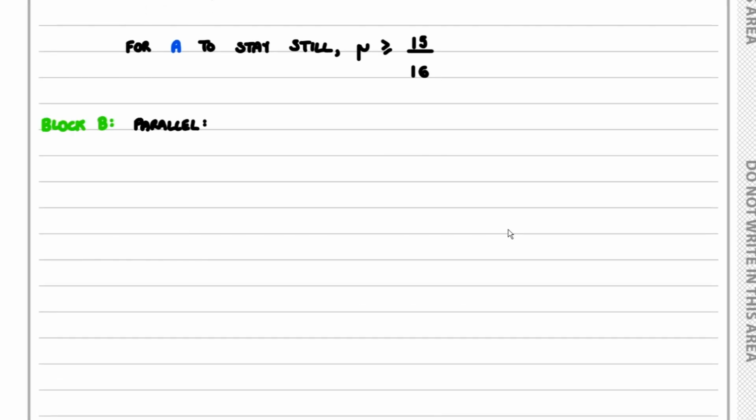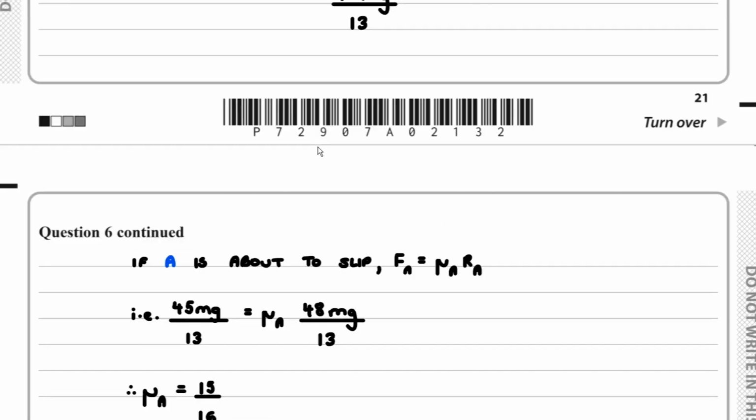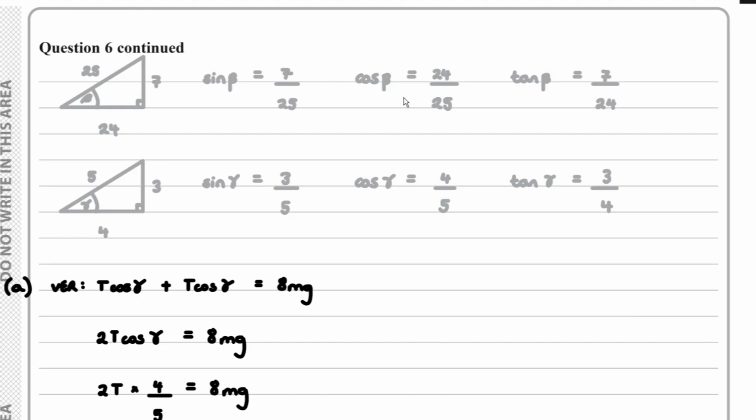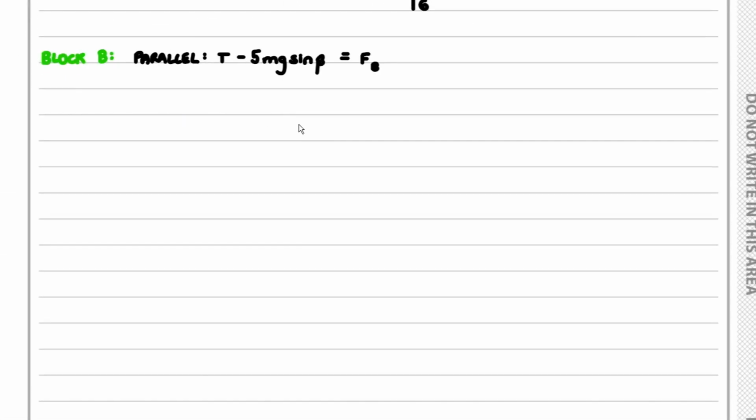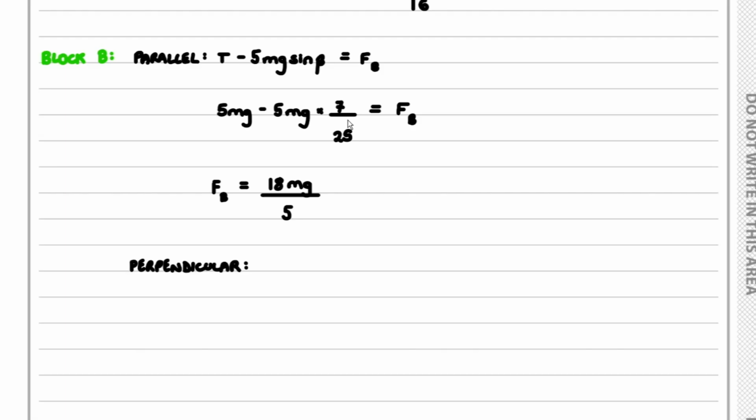So, resolving parallel, we've got T subtract 5 mg sine beta equals Fb. And we know what sine beta is. We worked that out to be 7 over 25. So we've got 5 mg take away 5 mg times by 7 over 25 equals Fb, meaning Fb is 18 mg over 5. And if I resolve perpendicular, I've got Rb equals 5 mg cos beta.